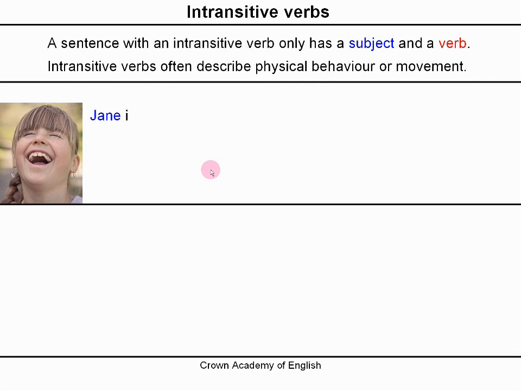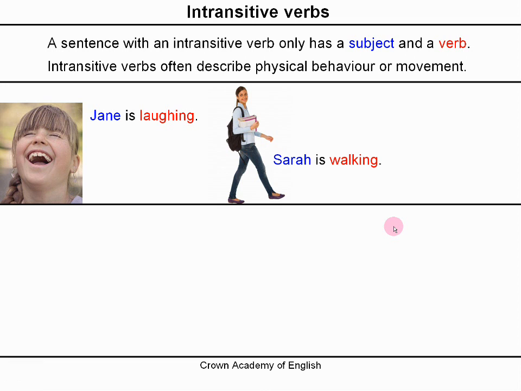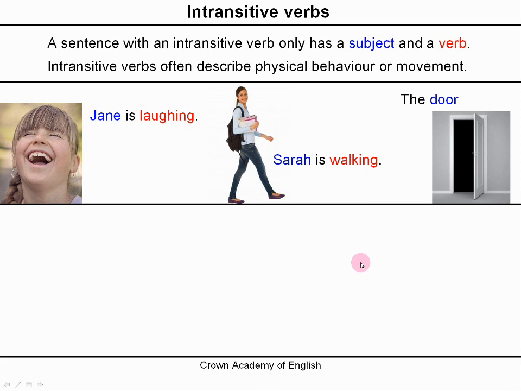Example: Jane is laughing. Jane is the subject. Laughing is the verb. It's the action. Intransitive. Sarah is walking. Sarah is the subject. Walking is the verb. It is the action. Intransitive. The door opened. So here we have the verb open in the past simple tense. So door is the subject. Opened is the verb. Intransitive.